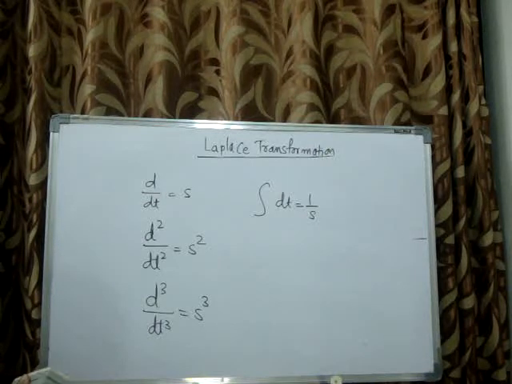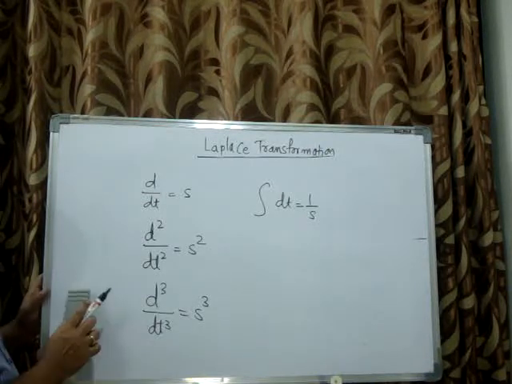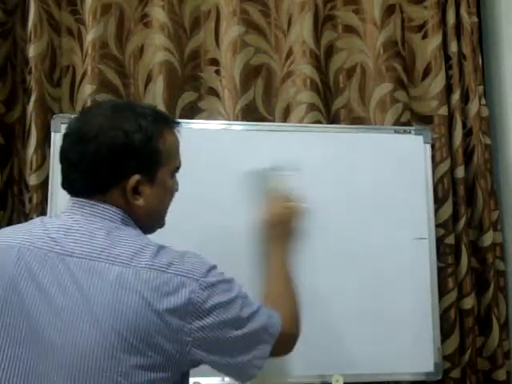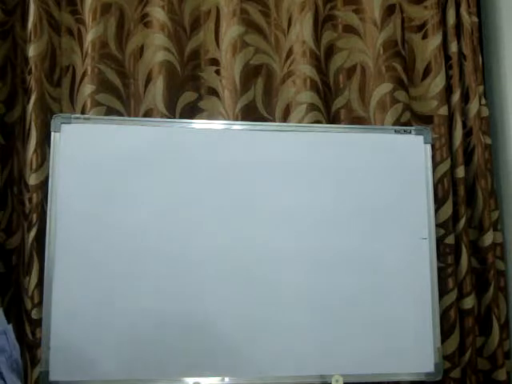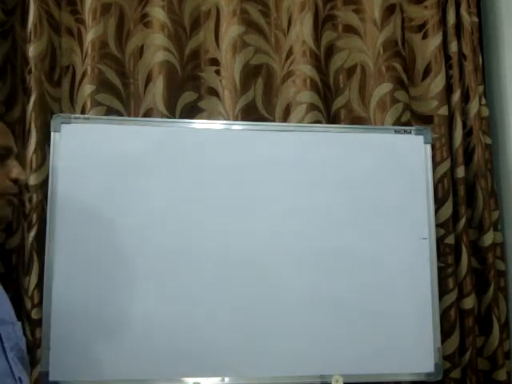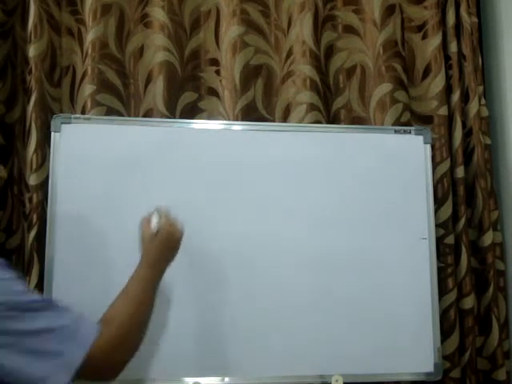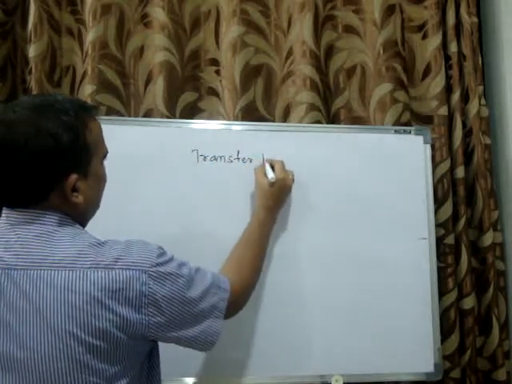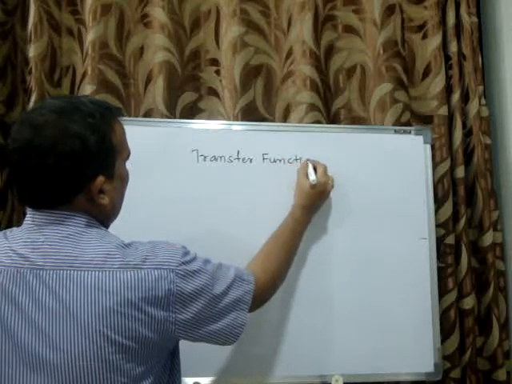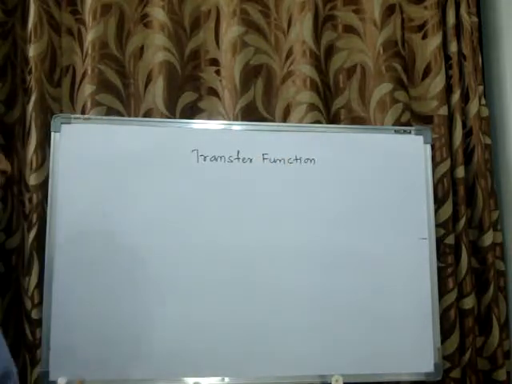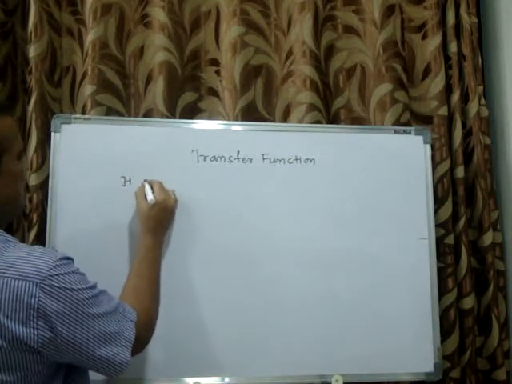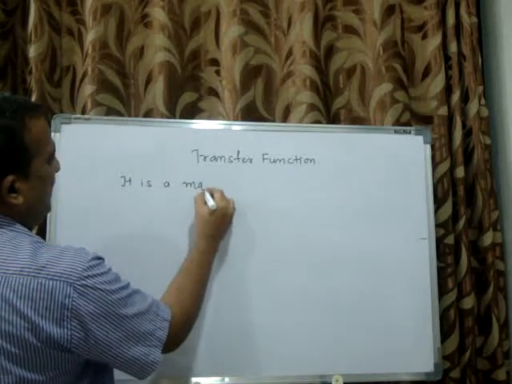Okay. So now I will define what is meant by transfer function. It is similar to the efficiency. Efficiency is equal to output divided by input, but here the transfer function is slightly different than efficiency. Actually, it is a mathematical modeling. What the transfer function gives us is a mathematical modeling of a system.